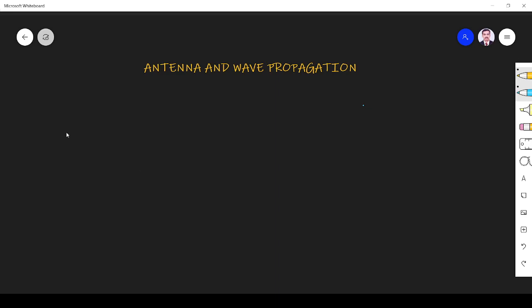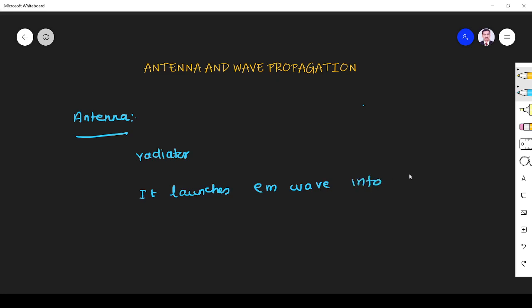The first one is we must know what is antenna. Antenna is a radiator. What will it do? It launches EM wave, electromagnetic wave, into space. That process is called radiation.